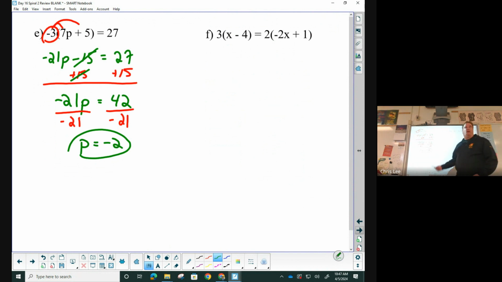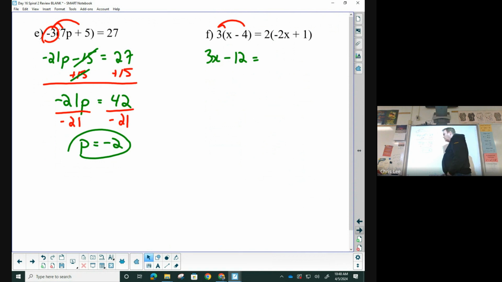Okay, positive divide by negative. Last one. We're doing really well. This is the one. If you can do this one, you can probably do all the other questions before. So, simplify first. What am I rainbowing in the first one? 3 times x. 3 times -4. This one's quite silly.